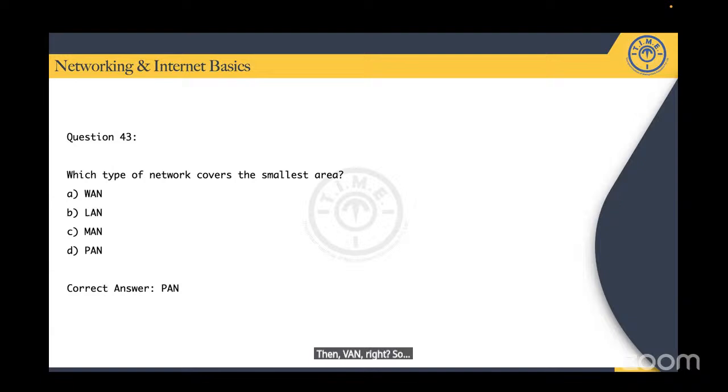So I used to remember it like PLMW, right? P means personal area network, like Bluetooth between phones, earpads, or smartwatches, right? I'm using an earpad. That is a PAN, a personal area network. So that is the smallest area.